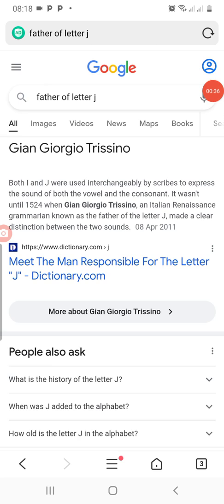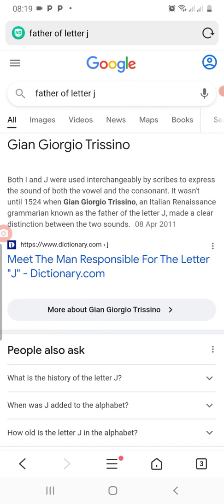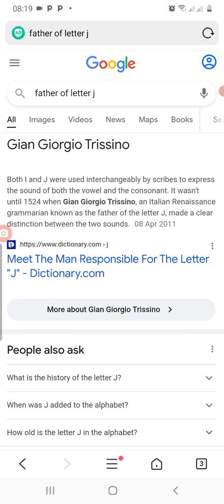If you didn't know, J was not there. Let me just read this article in Google. Both I and J were used interchangeably by scribes to express the sound of both the vowels and the consonants. It wasn't until 1524 when Gian Giorgio Trissino, an Italian Renaissance grammarian known as the father of the letter J, made a clear distinction between the two sounds. So we see that J was created later. There was no letter J.